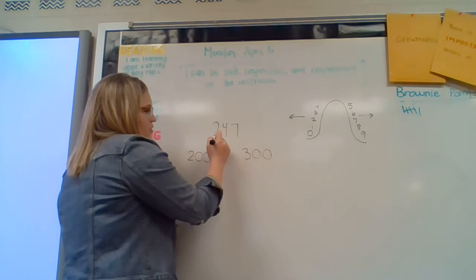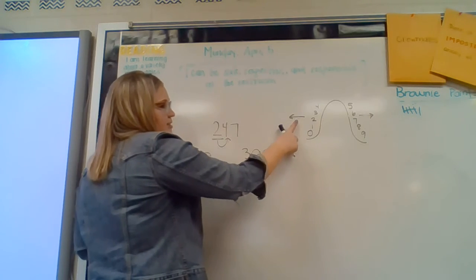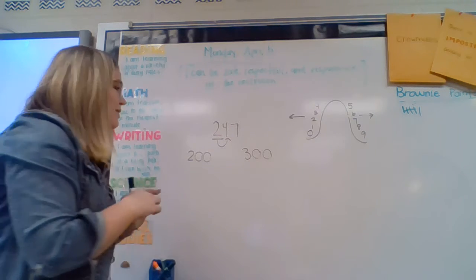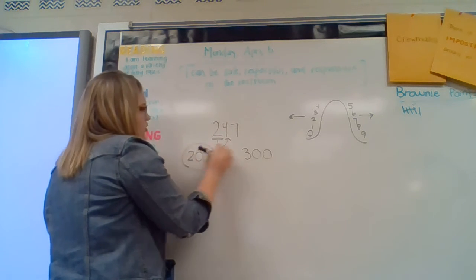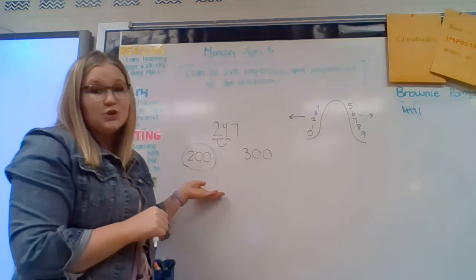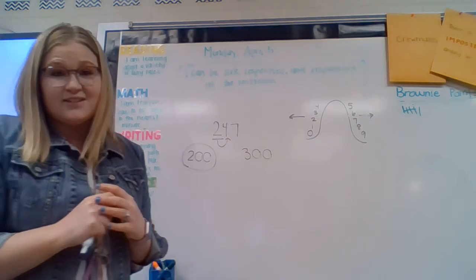Since we're rounding to the hundreds, we're going to look to the number to the right. That 4 tells us to go to the 100 before it, or down, for instance. So we're rounding down here, meaning that 247, when rounded to the nearest 100, is 200. Not 300. If we rounded up, it would be 300, but in this case, it's rounding down.